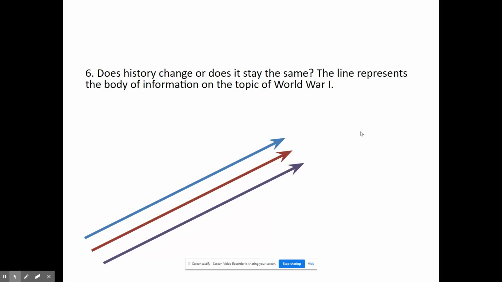Cannot stress that enough. Does history change or does it stay the same? So there's a body of information. We're using World War I. Well, this top line could represent the German perspective, what was the German motive? And this middle line could represent the European nations, Britain and France, and maybe Russia. And then here we can look at the American perspective. Keep in mind they're all about World War I, but their interpretation is going to vary because it is based on that nation's perspective. And you can pretty much do that with any topic.